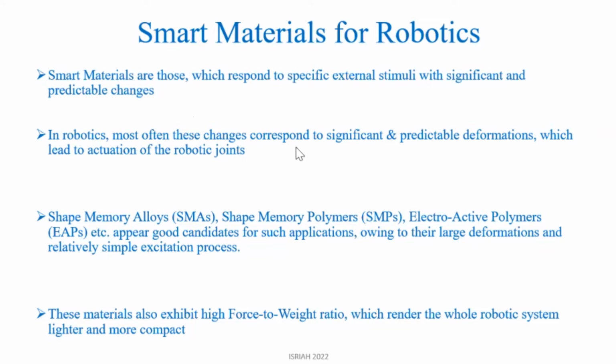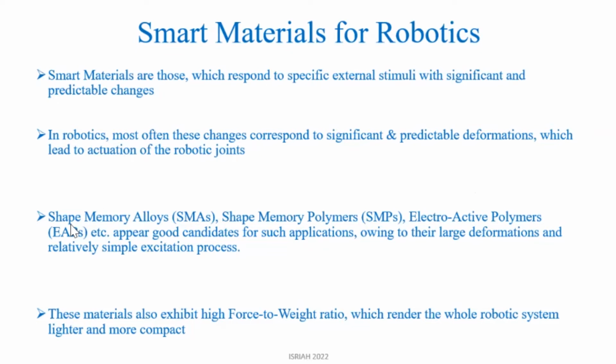In robotics, what we need is to actuate the robotic joints using these smart materials. So these smart materials are placed especially at the joints of the robots, and when they deform on application of the appropriate stimuli, the joint is actuated and the robot link also moves. So these deformations lead to the actuation of the robotic joints. Now, what are the smart materials that are very popular nowadays?